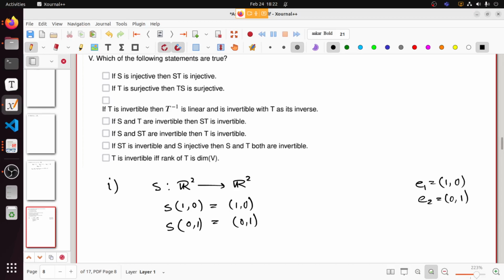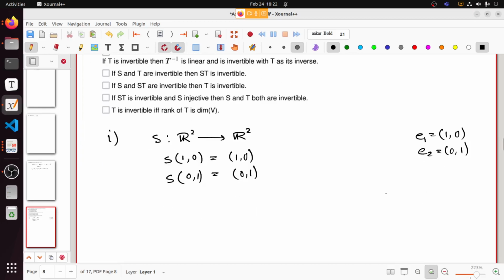Because this maps basis to basis, this is an injective map, right? Basically S is the identity map, 1 0 0 1. So this is the identity matrix. So this is injective. So S is injective.